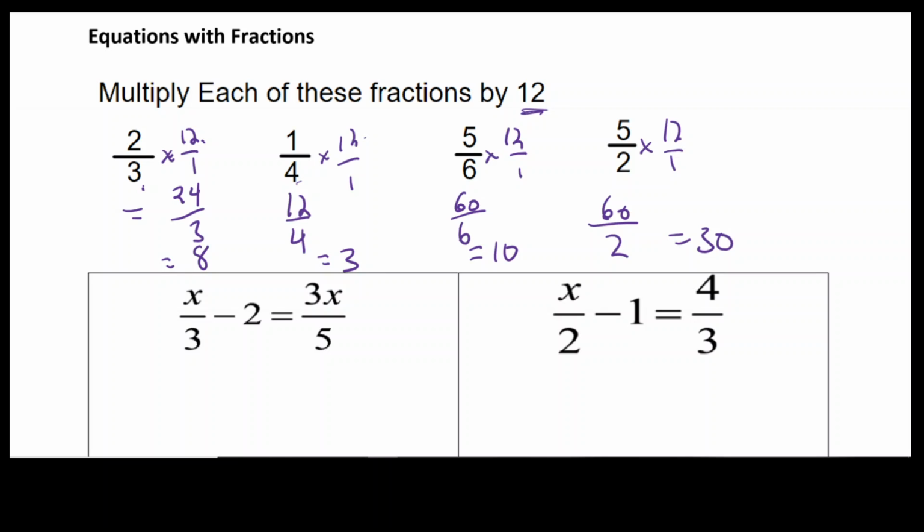So this would also work if I multiplied them all by 24. I would have got 16, 6, 20, and 60. I still would have got whole numbers. The smallest number just gives you smaller numbers to work with.